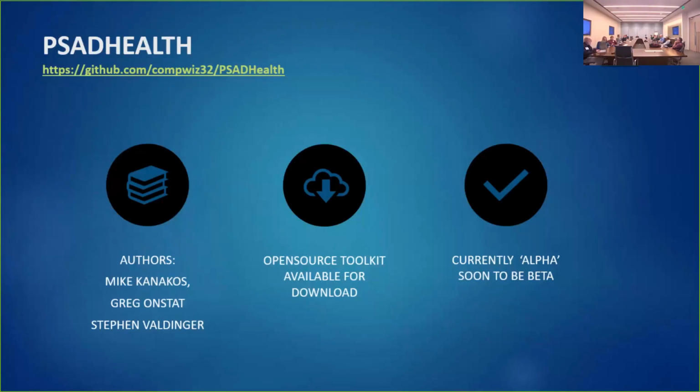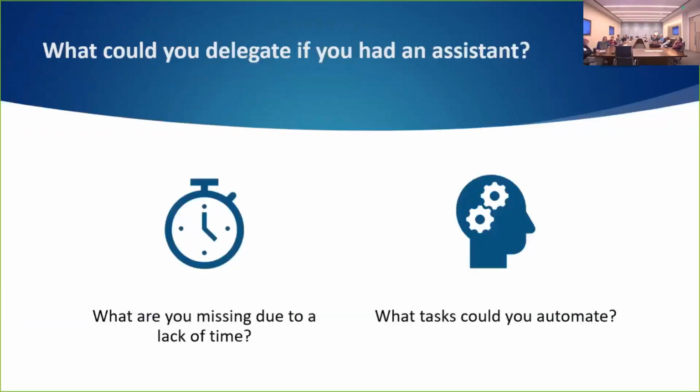I'm going to give you a little bit of a run through of it, but before I do that, I wanted to give you a sense of how this toolkit came around. About a year ago, I had this idea that maybe I could get an intern at work or an assistant. And I started to say, well, what would I give that assistant to do if I was able to get an assistant to help me?